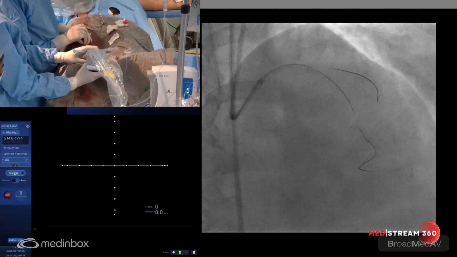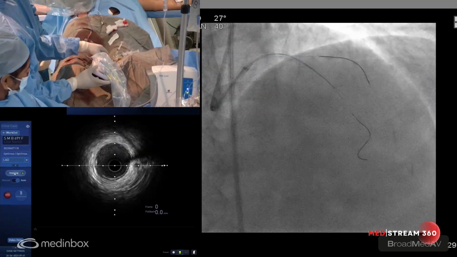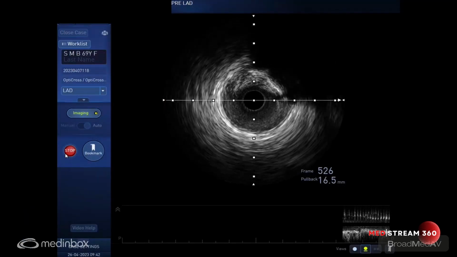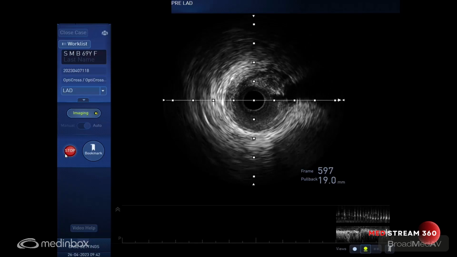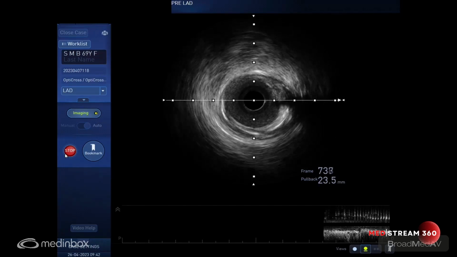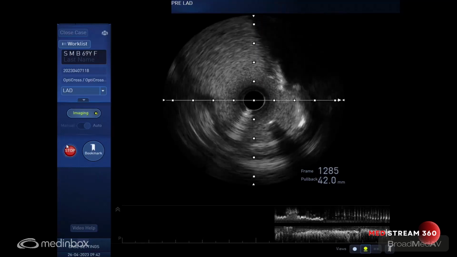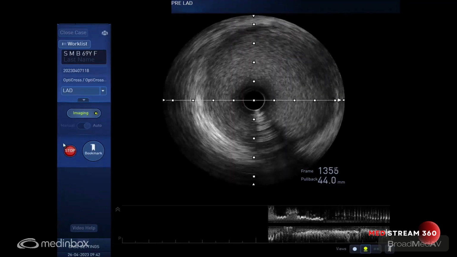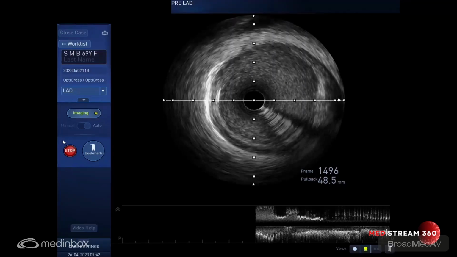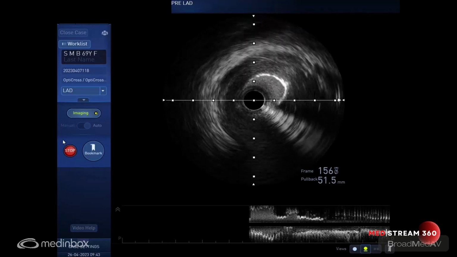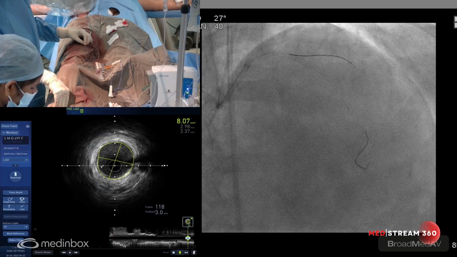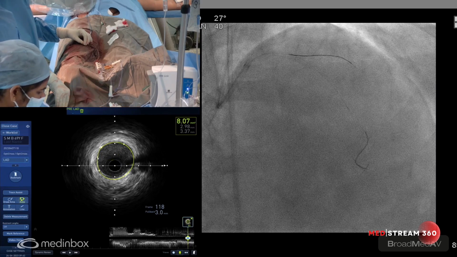Can we now show the IVUS pictures, please? Now you can notice a calcified vessel along with fibrotic stenosis. This is the diagonal, the lower diagonal, with some calcium between 1 and 2 o'clock. Here is the left main, and here we are out of the left main. This is the ostium, and we're making some measurements here. I hope you can see that.